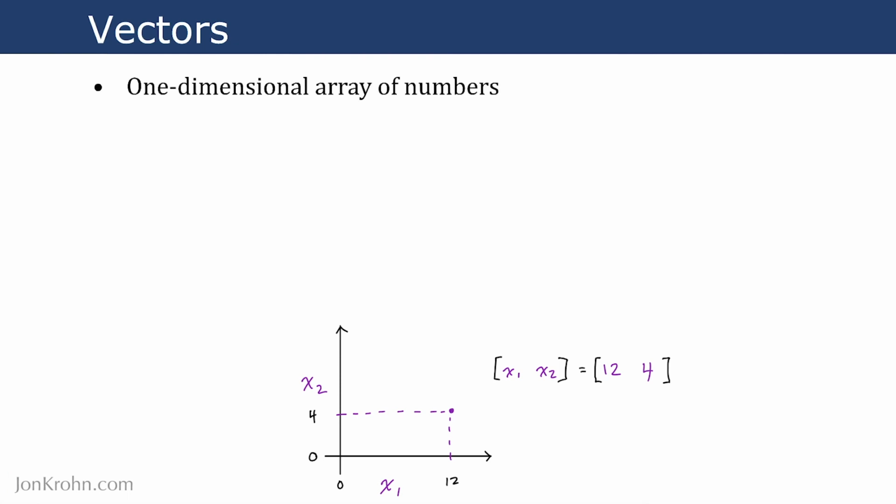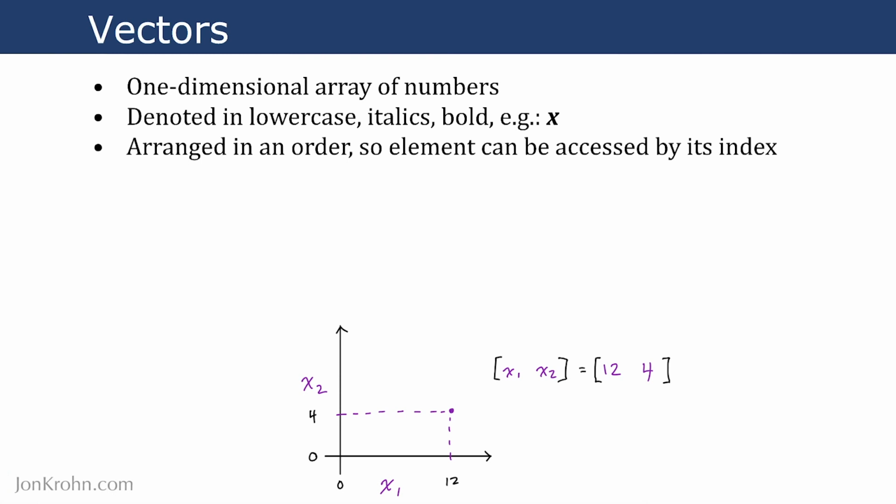Vectors are one-dimensional arrays of numbers. So these are typically denoted in lowercase, italics, and bold. This contrasts with scalars, which are in italics and lowercase, but not bold. We're going to look at an example of that in a second. Vectors are arranged in an order. So all the elements in the vector are in a specific order, and then we can access each one of the elements in that vector by its index.